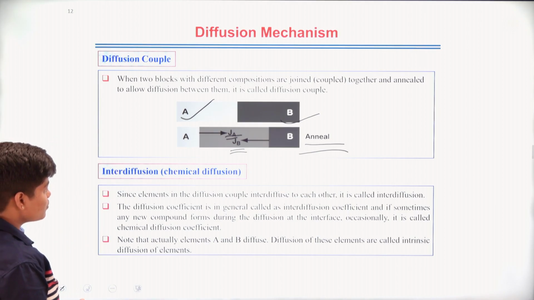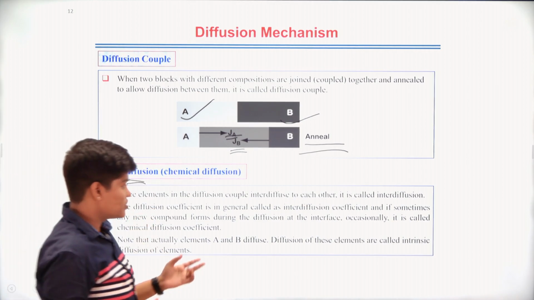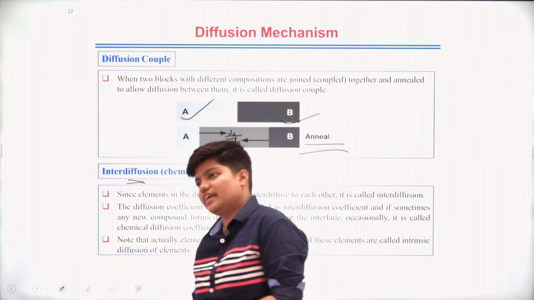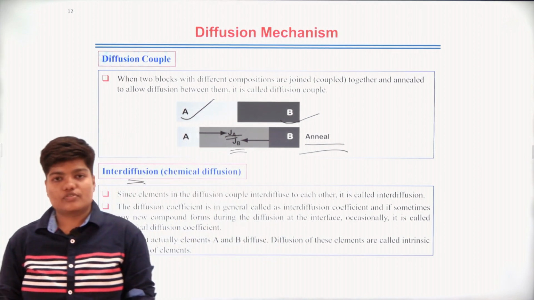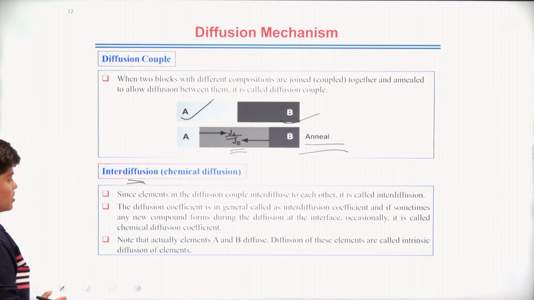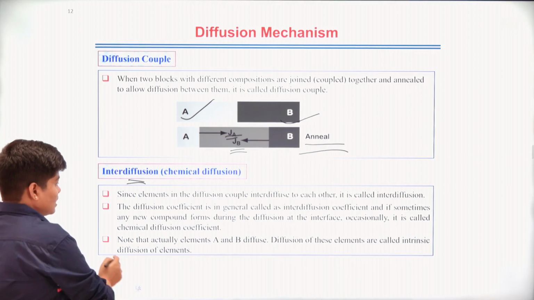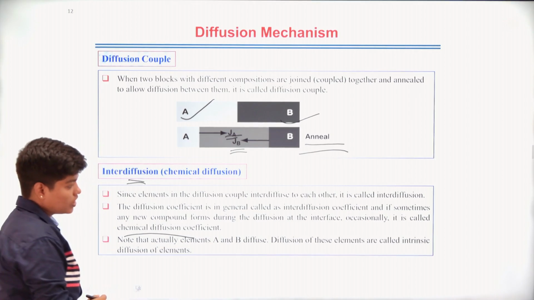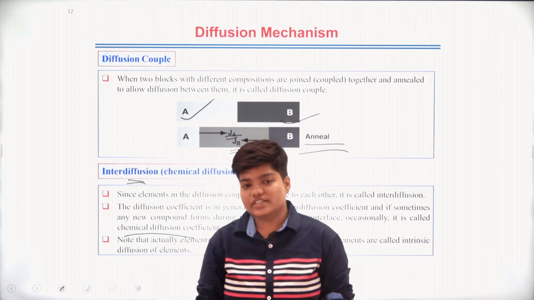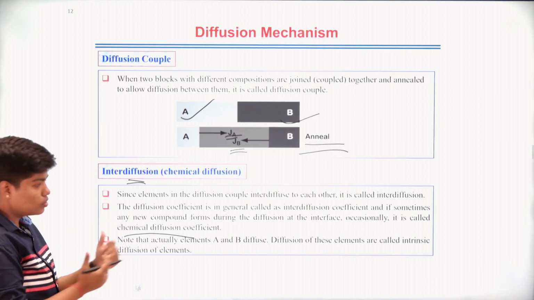What is interdiffusion? Interdiffusion means two different elements are combined, coupled, or diffuse between themselves, for example zinc and copper. The two different materials of different composition interdiffuse between themselves, so that diffusion is known as interdiffusion, and the coefficient is known as the chemical diffusion coefficient. The diffusion of these elements is known as intrinsic diffusion of the element. Interdiffusion means between the two metals.